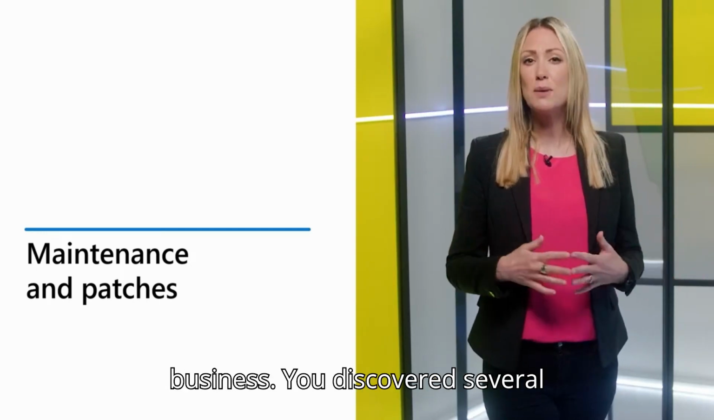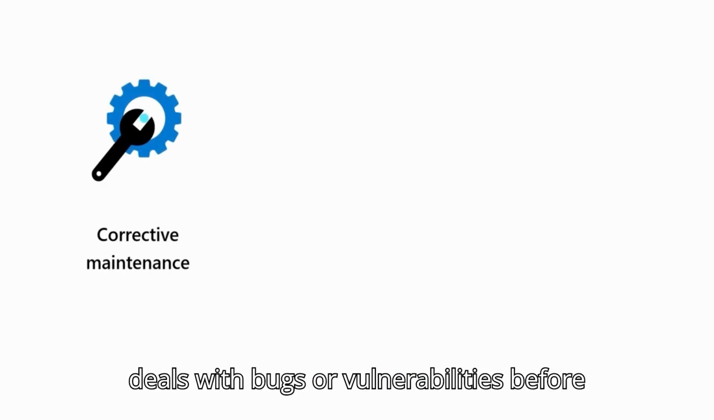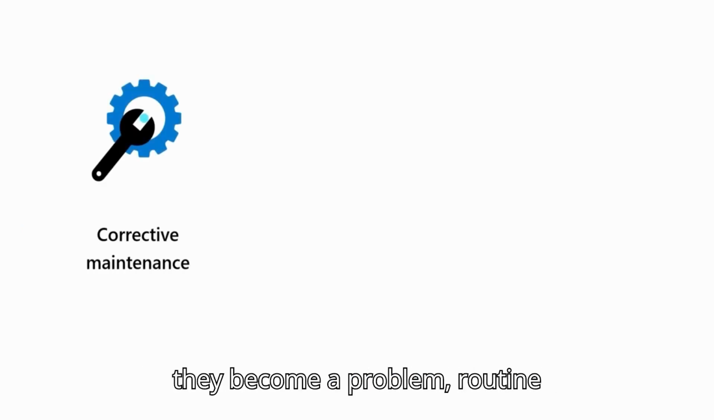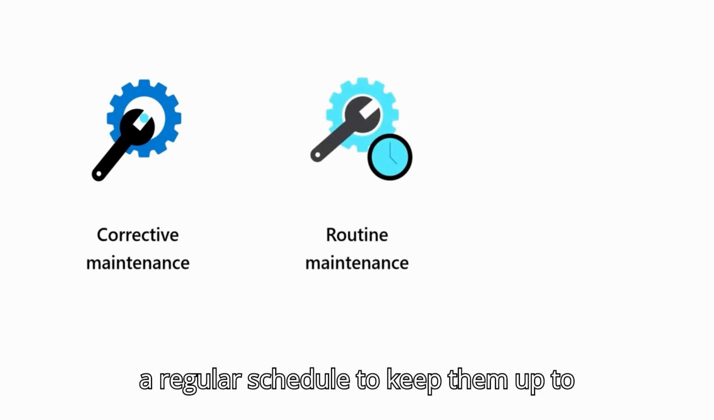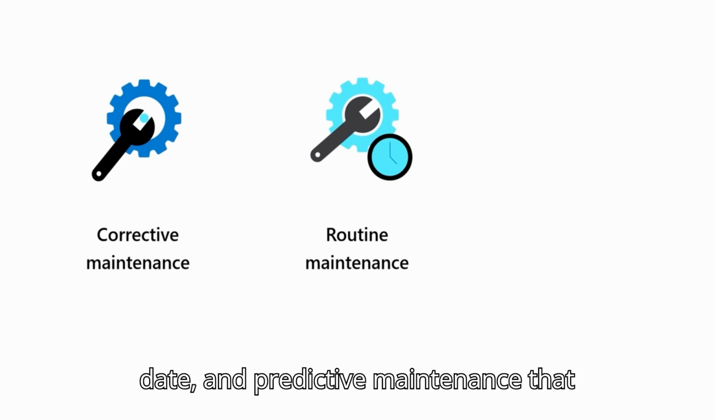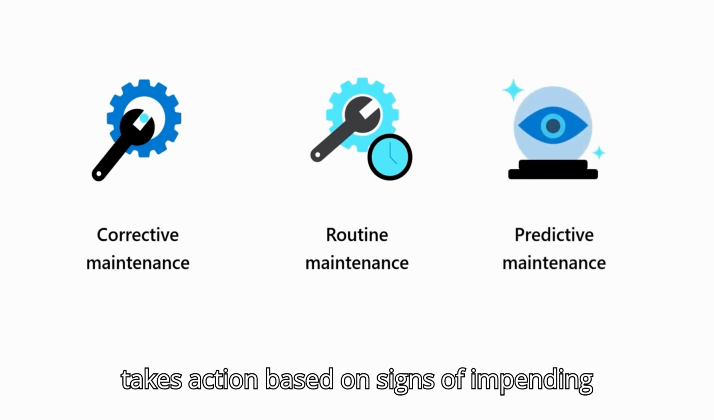You discovered several approaches for accomplishing this, including corrective maintenance that deals with bugs or vulnerabilities before they become a problem, routine maintenance that manages applications on a regular schedule to keep them up to date, and predictive maintenance that takes action based on signs of impending issues.